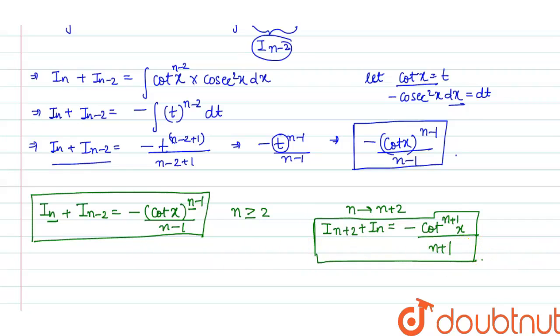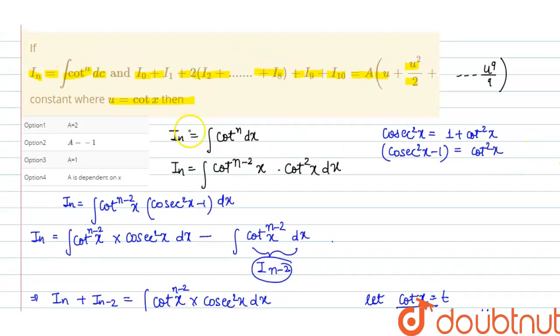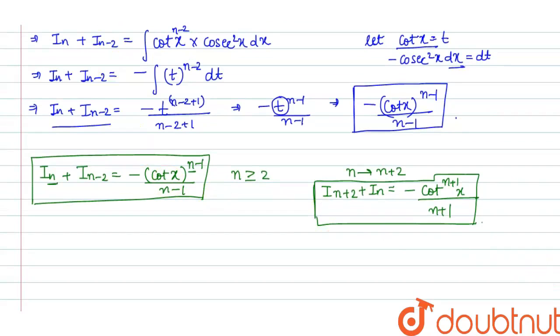Now according to the question, which is asking for I0, I1, 2 of I2 up to I8, I9, I10, so we want these values. So I can write I0 plus I1 plus 2 of I2 plus I3 up to I8, plus I9 plus I10. We have to find the value of this. First thing, we have to split this. Here I2 to I8 are 2 times.